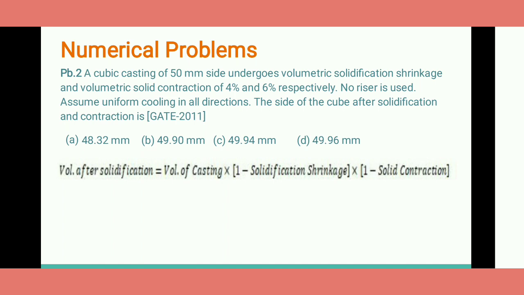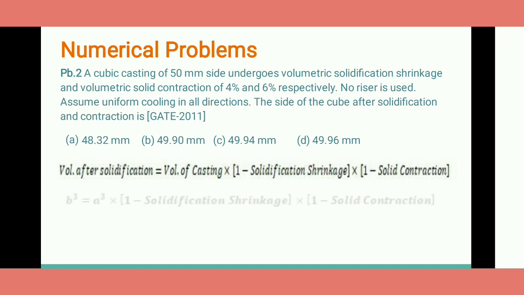Okay, whatever the material has contracted, we will find that out. But we do not want that. We have to find out how much volume of the casting is remaining. That's why I'm using 1 minus here also and here also. So the volume after solidification will be equal to the volume of the casting times this.